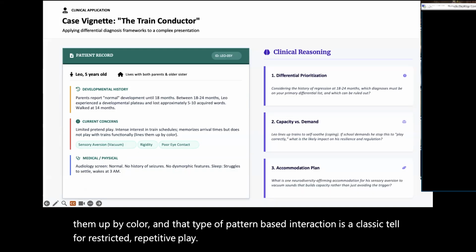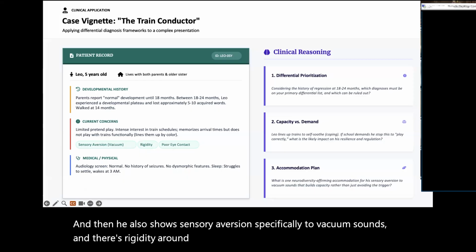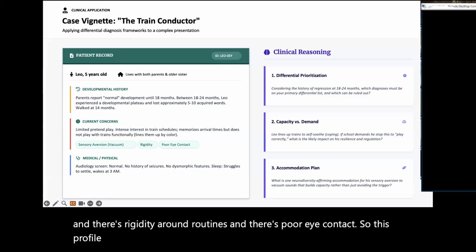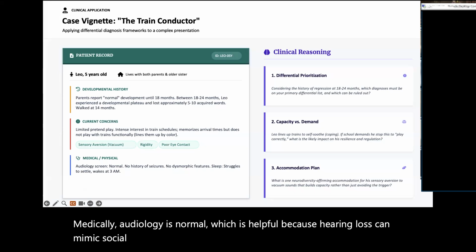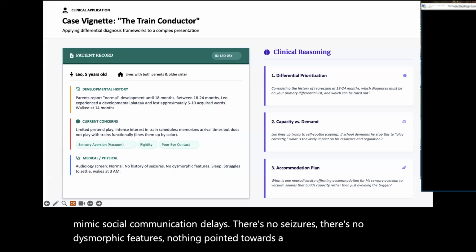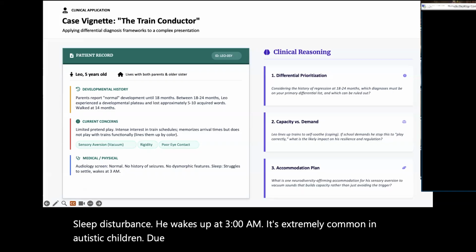And then he also shows sensory aversion, specifically to vacuum sounds, and there's rigidity around routines, and there's poor eye contact. So this profile is strongly associated with autism spectrum disorder clusters. Medically, audiology is normal, which is helpful because hearing loss can mimic social communication delays. There's no seizures, there's no dysmorphic features, nothing pointed towards a syndromic presentation. Sleep disturbance. He wakes up at 3 a.m. It's extremely common in autistic children due to a circadian rhythm difference.